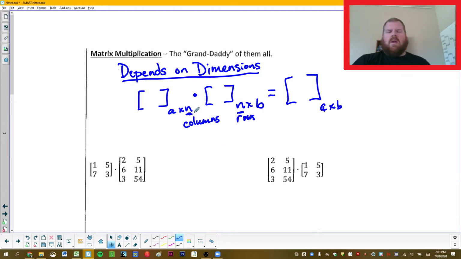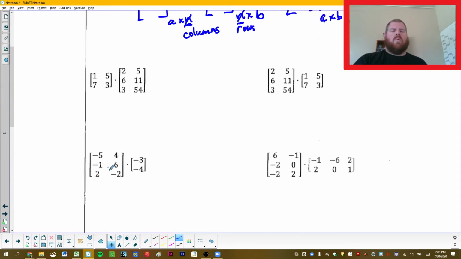So it's only going to work when these inside dimensions match up. And then to think about what I get as a product, I think of those as kind of canceling each other out, and I get the outsides as my new dimensions. So let's go through these four and just see if they're going to work, first of all. That's the first thing that I want to check. Will they multiply? And then I'll go back and figure out how they multiply.